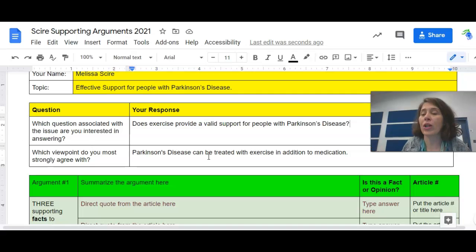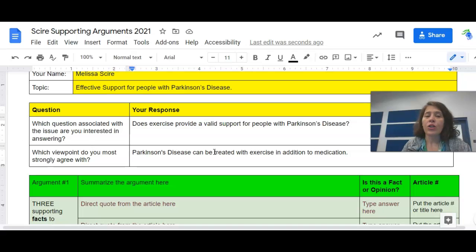So what would be the question that's being answered? I'm going to kind of go backwards. So the question is, does exercise provide valid support for people with Parkinson's disease? And the answer to that would be yes, it can be treated with exercise in addition to medication. You see how the question that you have up here should be answered in your statement right here. This statement right here is going to wind up being your thesis statement.